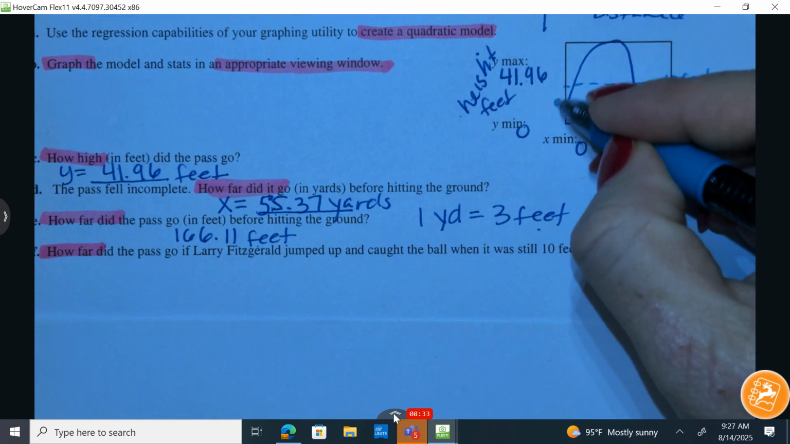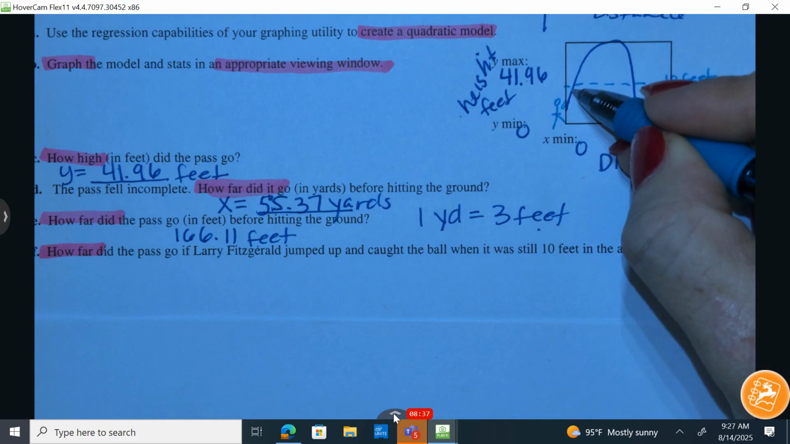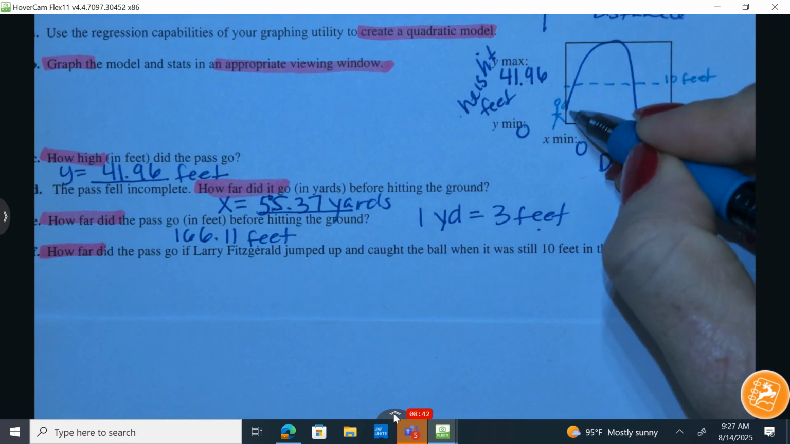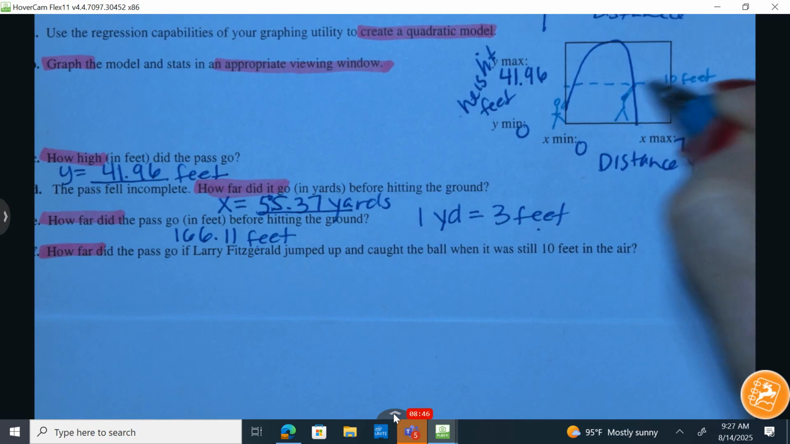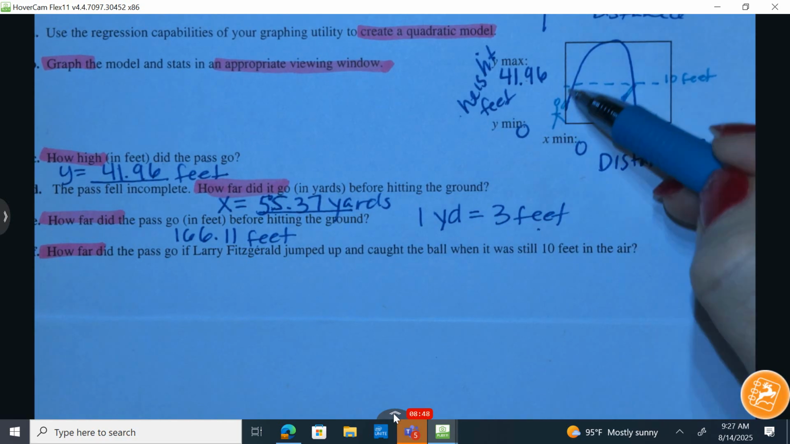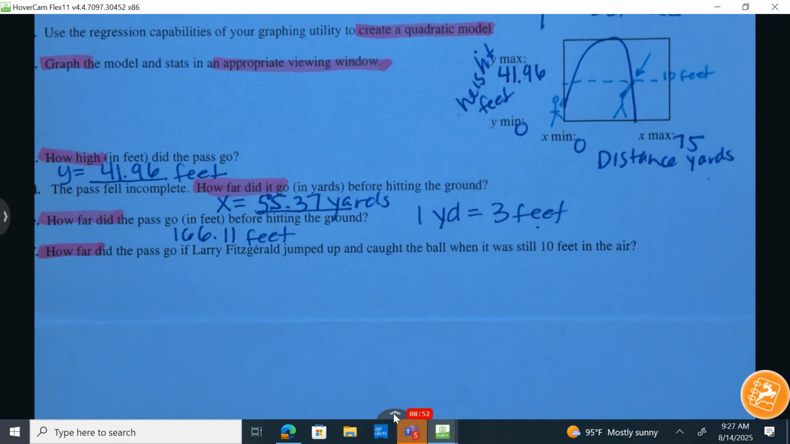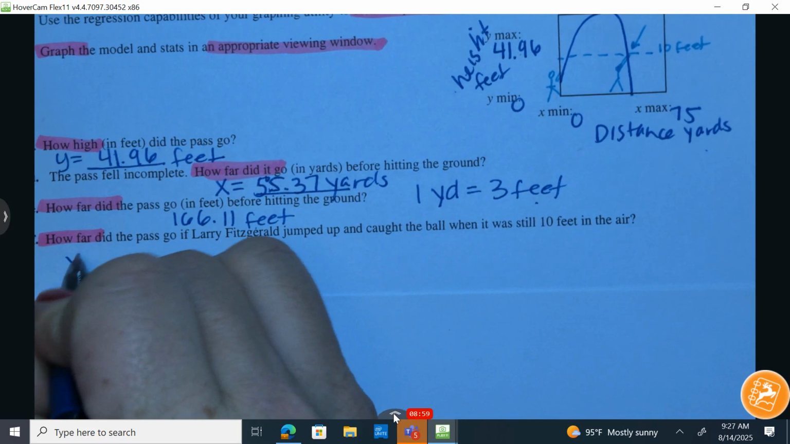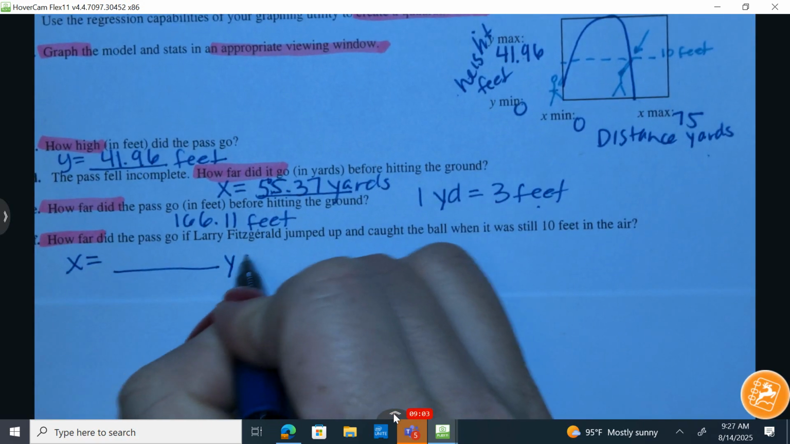So Kurt Warner, here he is, and he has the football. He throws the football up, and then as it's coming down, Larry Fitzgerald is running out a route here, and Larry jumps up and he catches the ball when it's 10 feet above the ground. So the ball is coming back down, and he catches it right here. Go ahead and draw that picture, please. How far represents the horizontal distance, and we can see our distance is measured in yards.